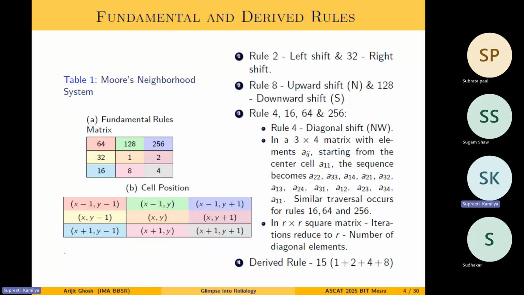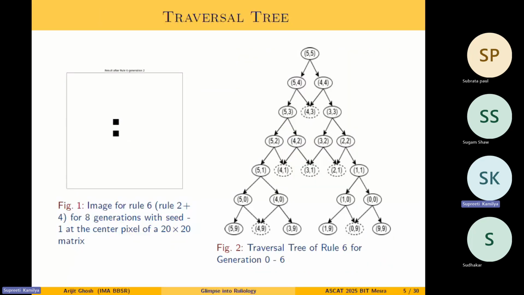We have used the periodic boundary condition for the generation of the images. Explaining the concept by taking an example of a derived rule, we have taken rule 6, which is made up of 2 fundamental rules, rule 2 and rule 4, applied on a single active pixel, and have generated the images for 8 generations. Our aim was to track the formation of the cells.